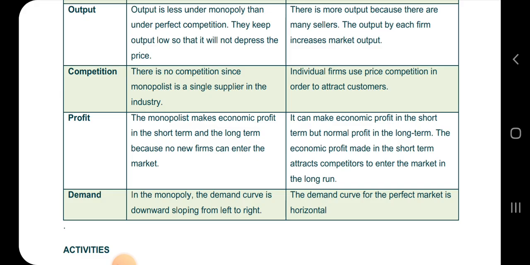Demand: in the monopoly, the demand curve is downward sloping from left to right. But in the perfect market, the demand curve is horizontal.